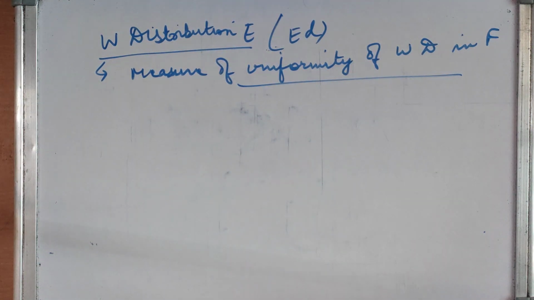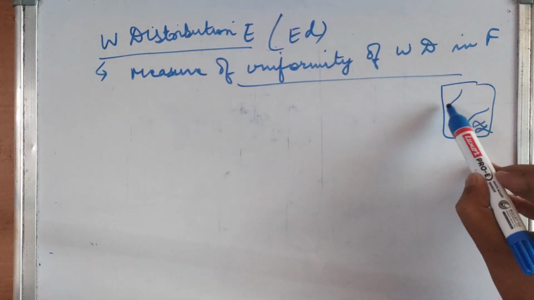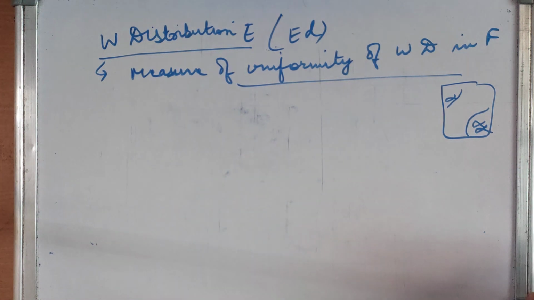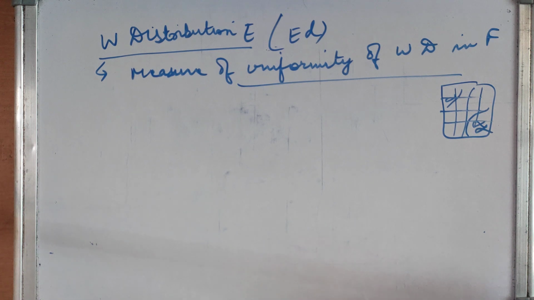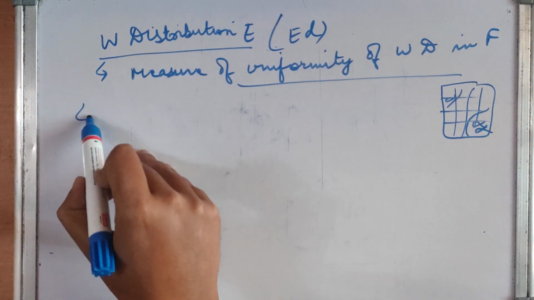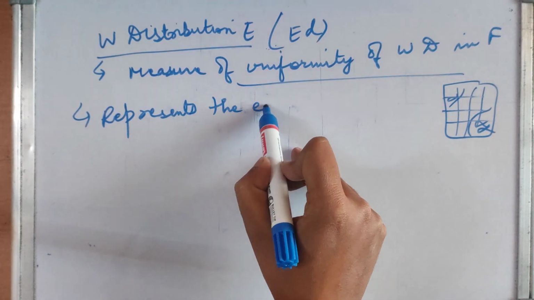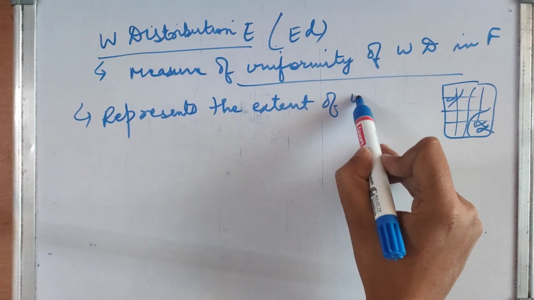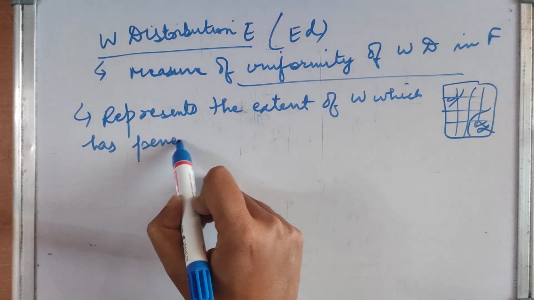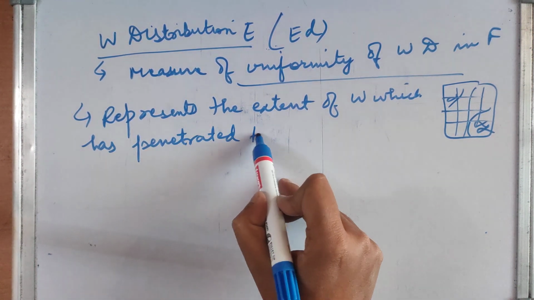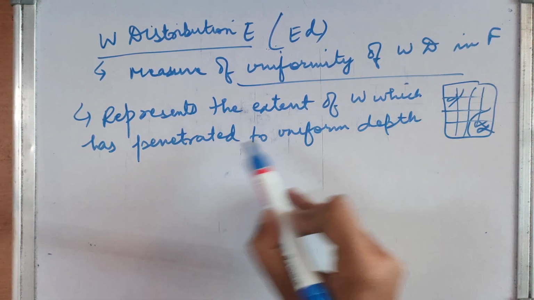So how uniformly have we distributed water in the field? Suppose this is the field and this area is high in water content and this is low, so it has a low water distribution efficiency. If the water in the field is evenly distributed, then it has high water distribution efficiency. It represents the extent to which water has penetrated to uniform depth throughout the field.